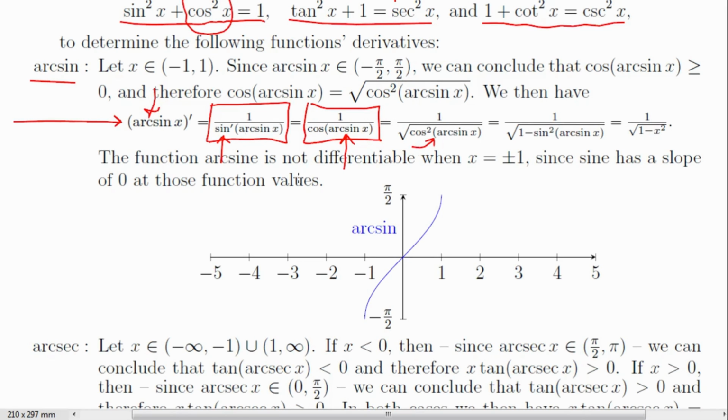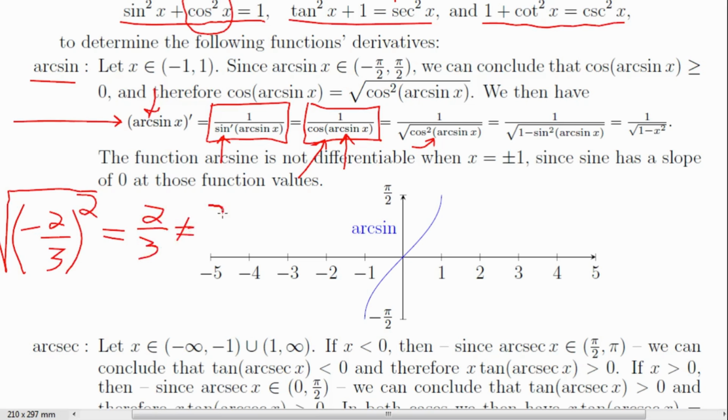Well, let's say that cosine of arcsine of x is negative 2/3, for example. Now, if I square that and then take the square root of it, since the square root function always gives me a positive value, I end up with, okay, negative 2/3 squared is 4/9, and then the square root of 4/9 is 2/3, which is not equal, of course, to negative 2/3. So this is not a step that I can take in general. I have to justify why I can do that.